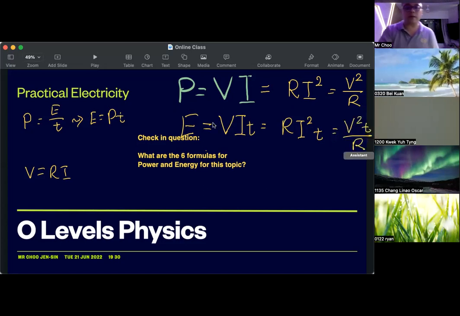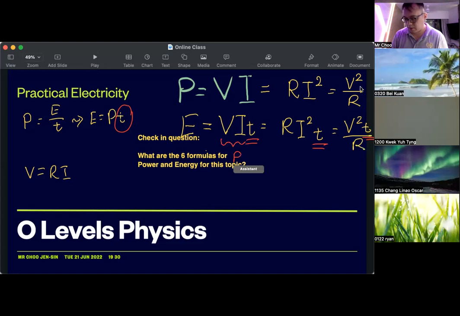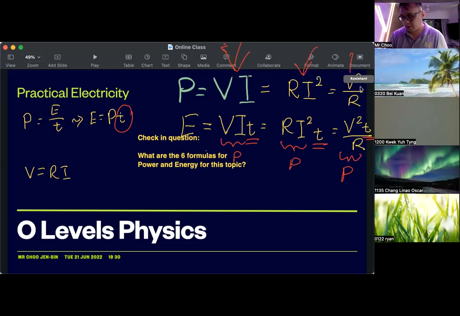Can you see over here? The bottom three formulas are similar to the top three formulas. The only difference is that you add a T into each formula. The reason is that each of these on top is your P. These three on top are all your P.